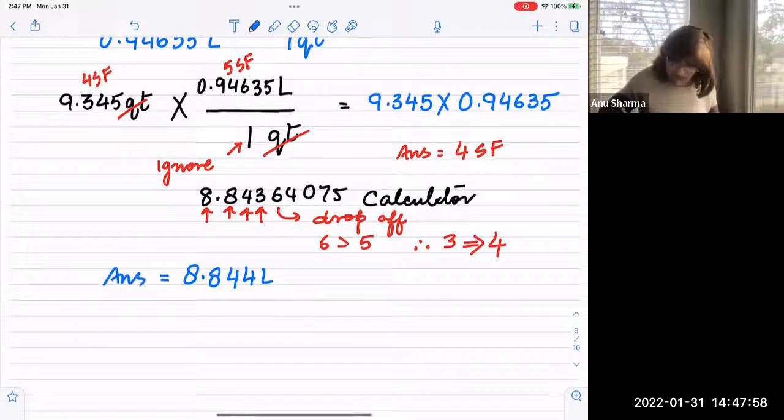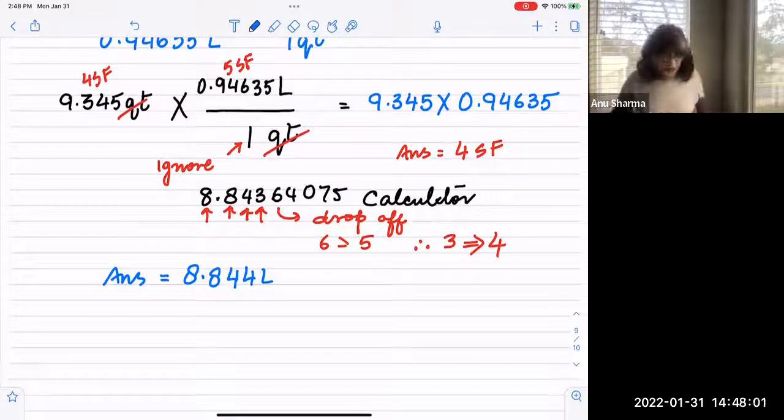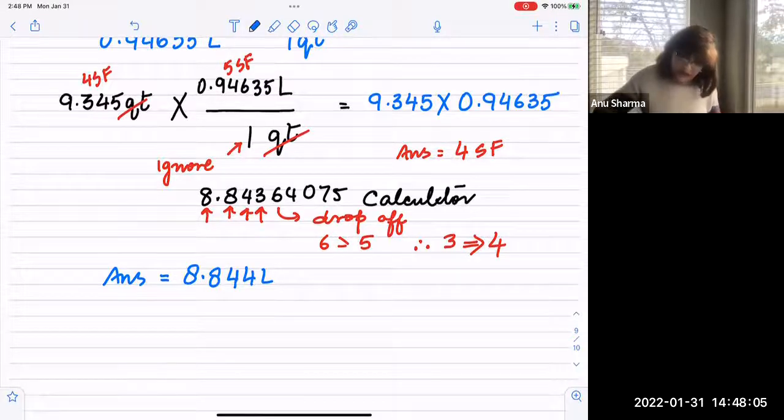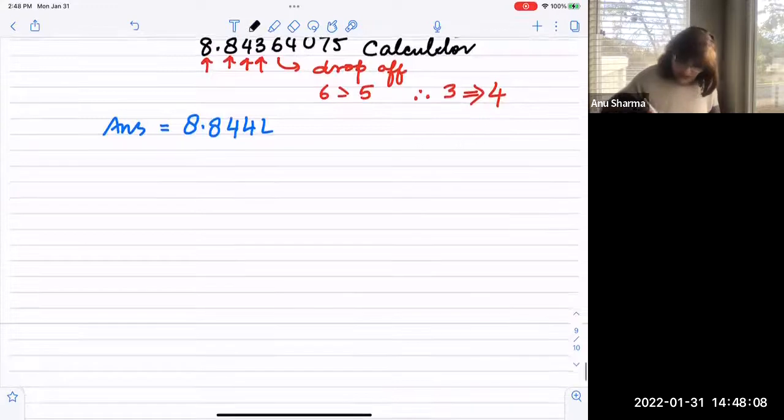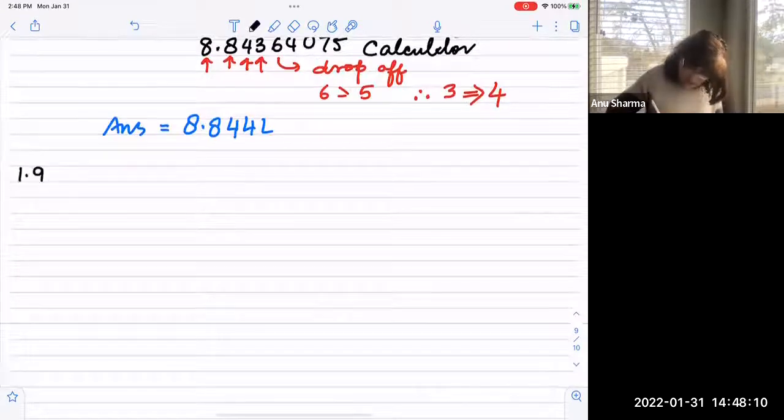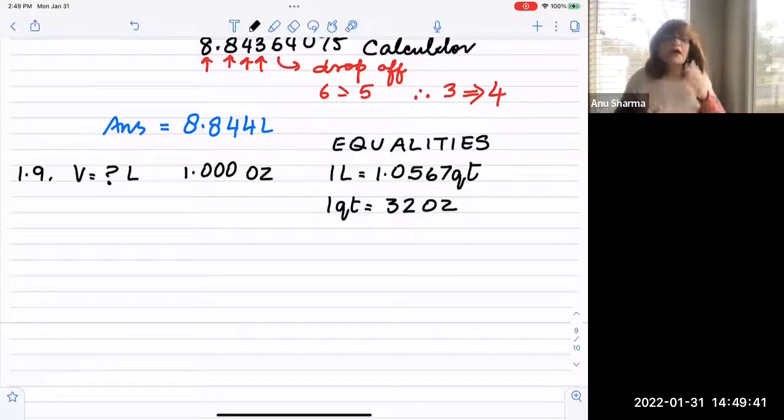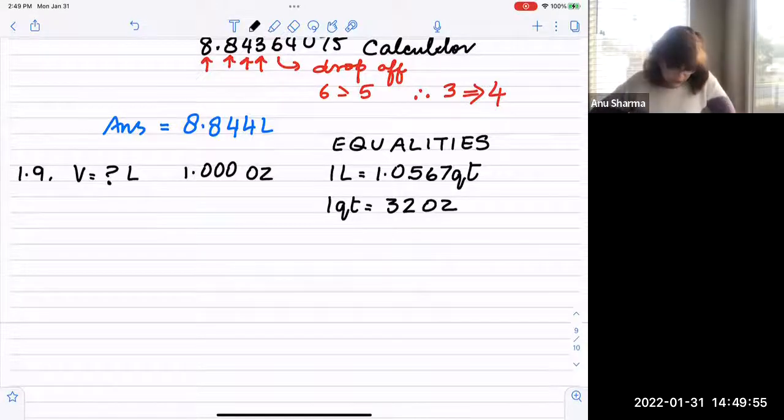So always make sure that you write the units, you write the actual number, and show all the steps. Okay, let's look at the next problem, which is 1.9. In problem 1.9, we are given 1 ounce of a substance and we need to find the volume in liters. There is no direct conversion unless you know the density, but we do not know the substance, it's an unknown liquid. So we are given the mass, we need to find the volume in liters.